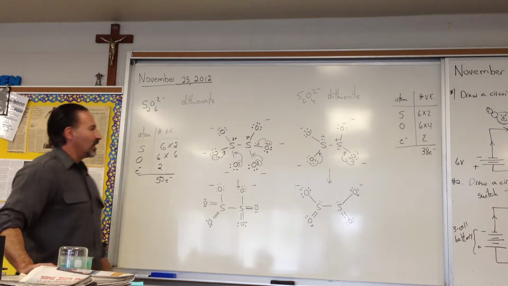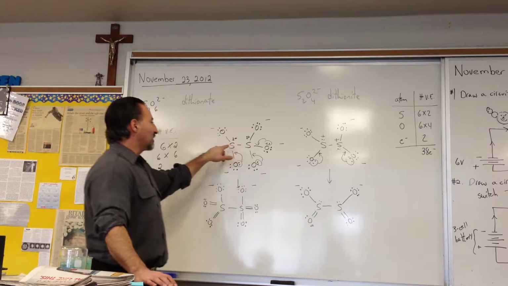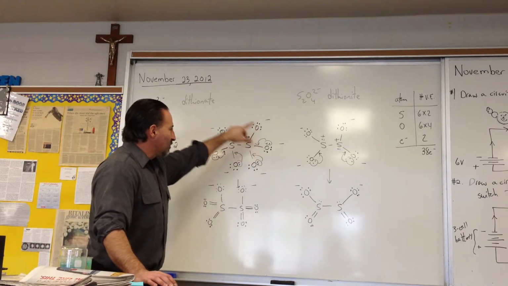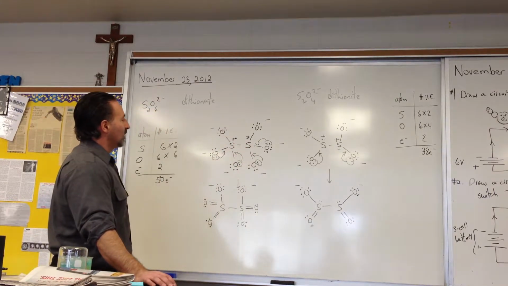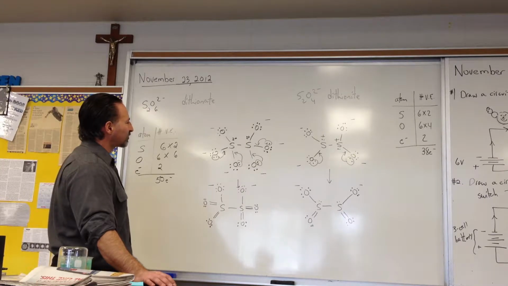So we'll start by drawing the sulfur atoms connected to each other, and then all the other 6 oxygen atoms bound to the sulfur atoms.